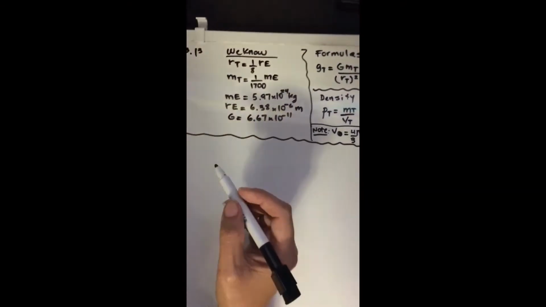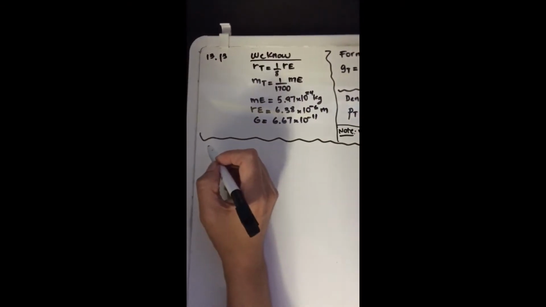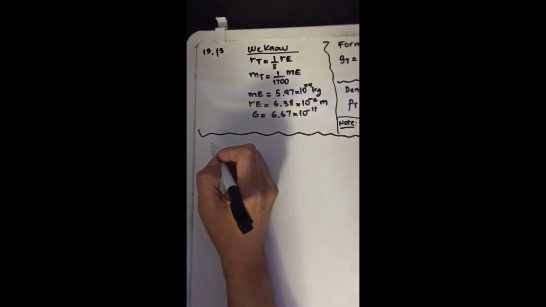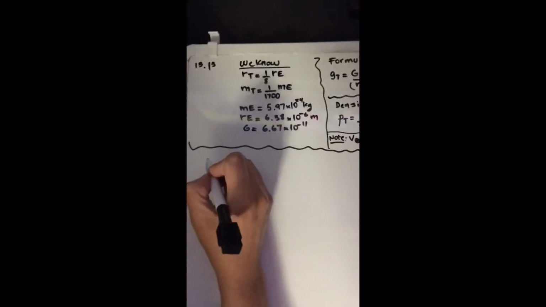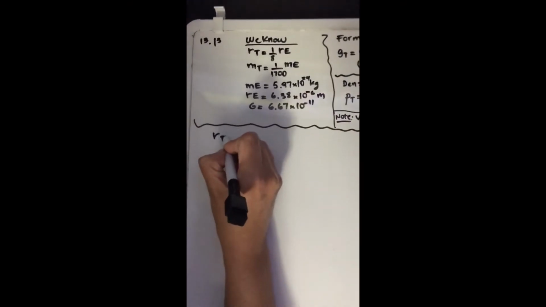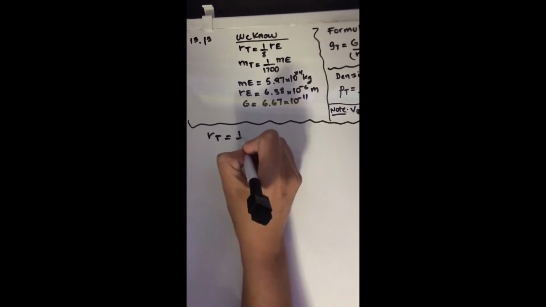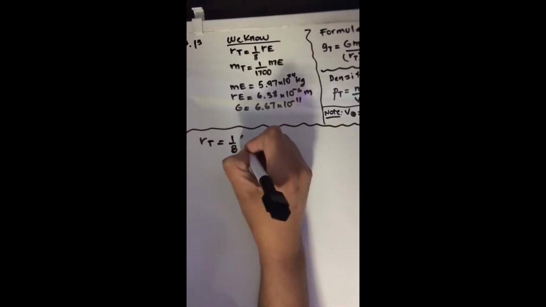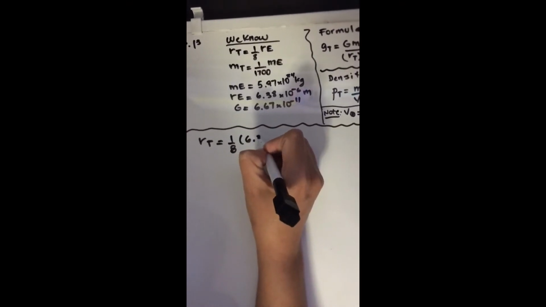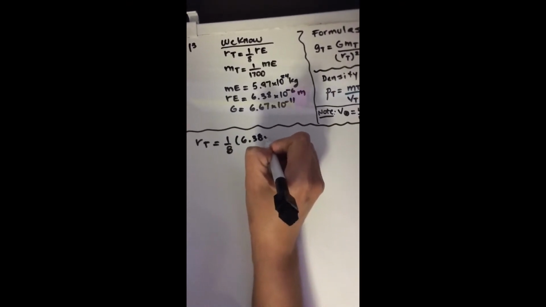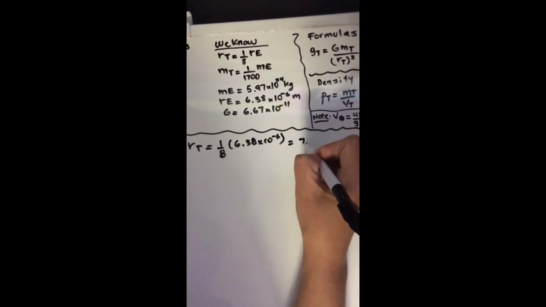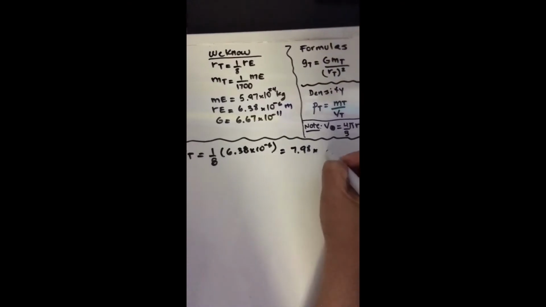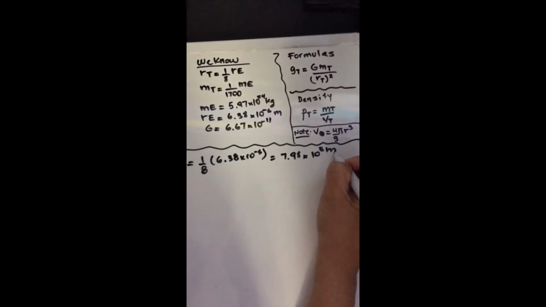So for question A, to find the gravitational acceleration of Titania, we need to first find the radius of Titania, which is equal to 1/8 of the radius of Earth, which is 6.38 times 10 to the 6, and this is equal to 7.98 times 10 to the 5 meters.